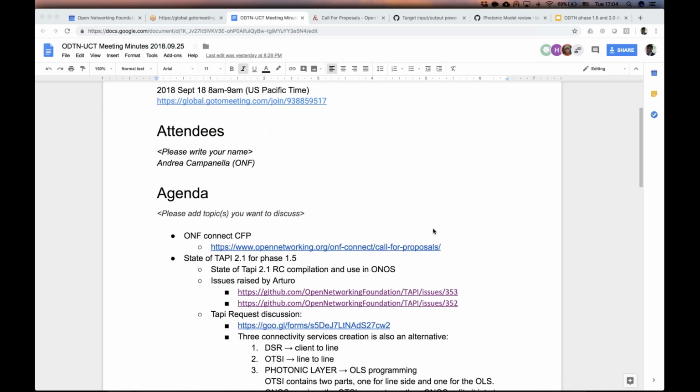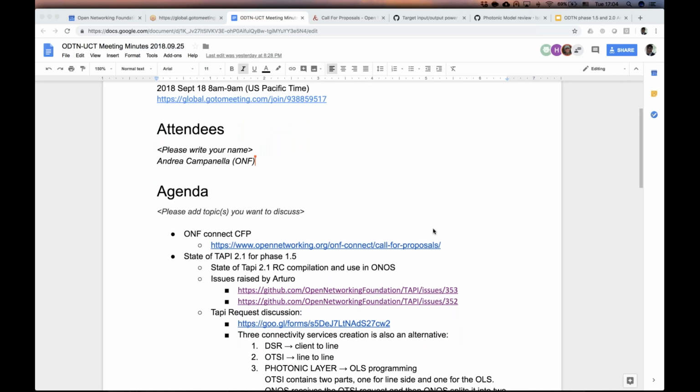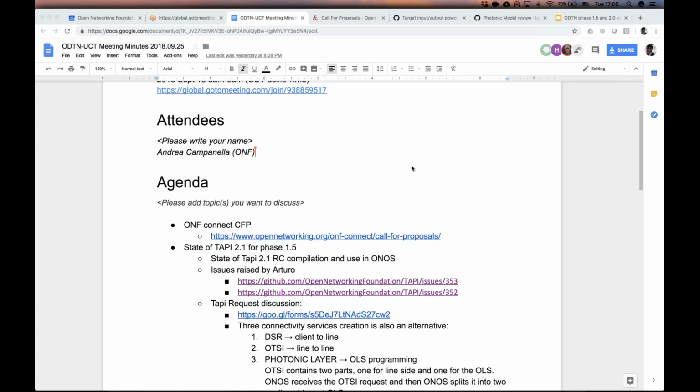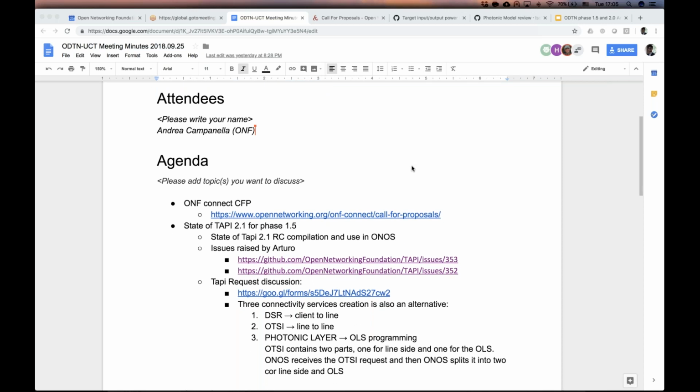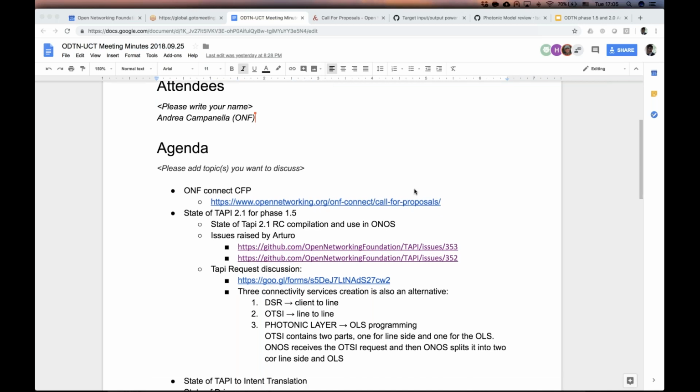Today I'm going to start by asking Bill if he could update us on the state of the ONF Connect proposals and how we're doing on that front. Bill, how many proposals do we have? I guess Bill cannot hear us, so we will defer this for later. I think we had 4 proposals last time, maybe a couple more came in, so I think we're on track, and they will be sent to the reviewers pretty soon. So next is the state of TAPI 2.1 for phase 1.5.